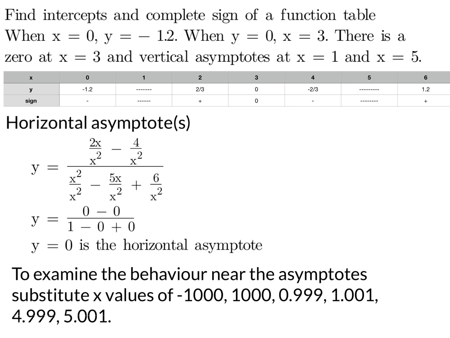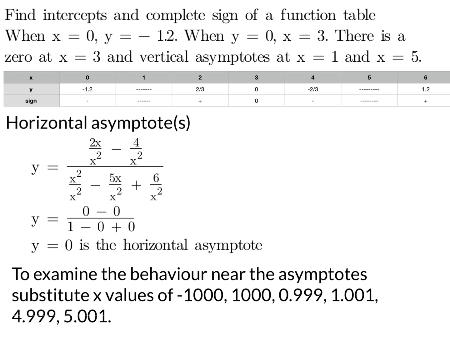Check what happens with the sign of the function. Let's find our x and y intercepts. When x equals 0, y equals minus 1.2. And when y equals 0, x equals 3. So that tells us where it crosses each axis. There's a 0 at x equals 3, and the vertical asymptotes are at 1 and 5. So that gives us our points, 1, 3 and 5. At 1 and 5, they're asymptotes, so we've got no values in there. We've got the dotted lines there, because it can't equal 1 and 5.